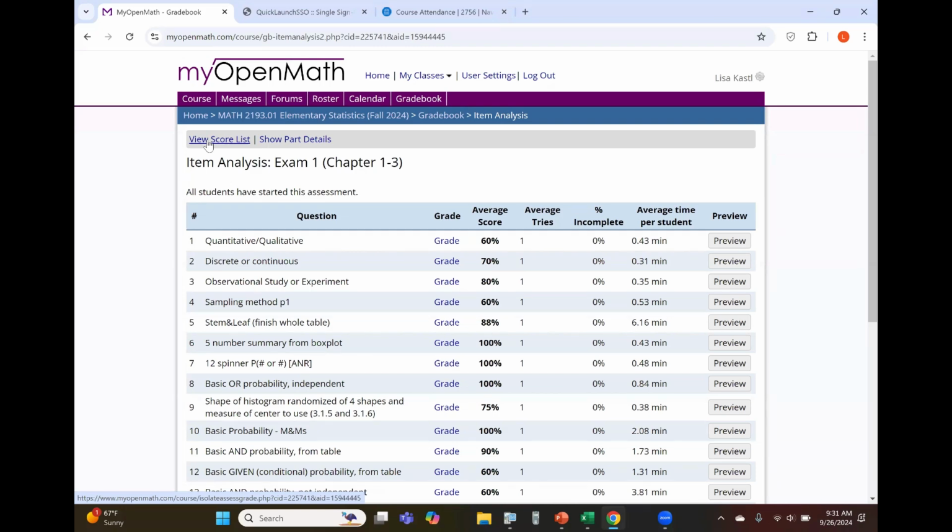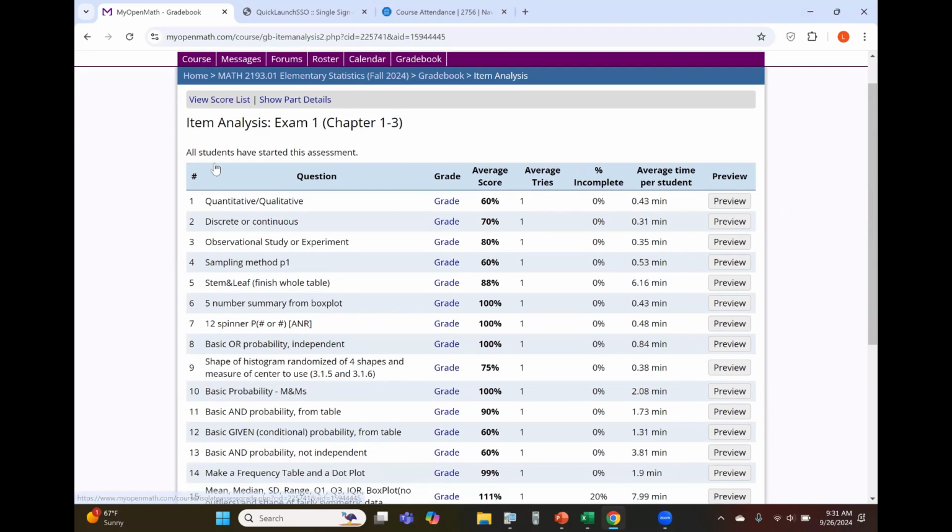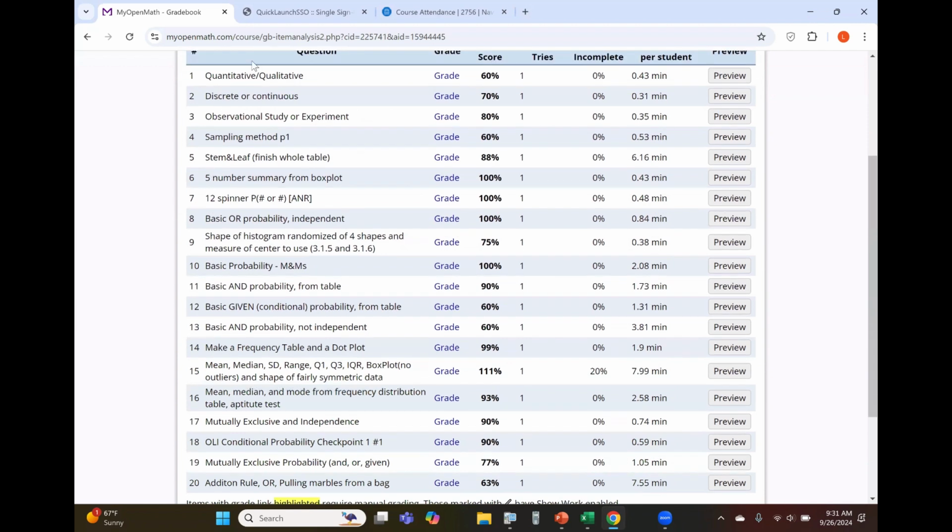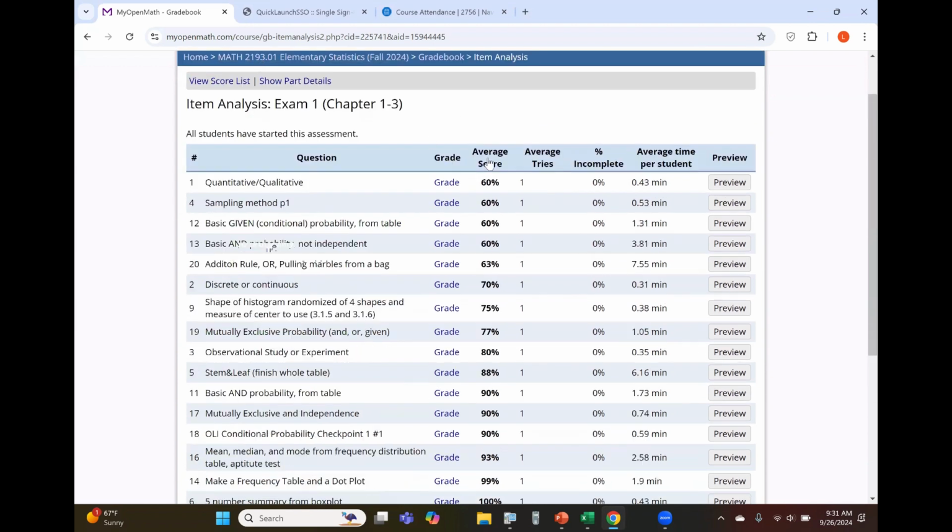This is an item analysis of the 20 questions that were on the exam, and I'm going to sort by average score. And these 5 problems here have the lowest average score. Obviously, I did not do a good job talking about quantitative, qualitative, sampling methods, and then the 2 givens.